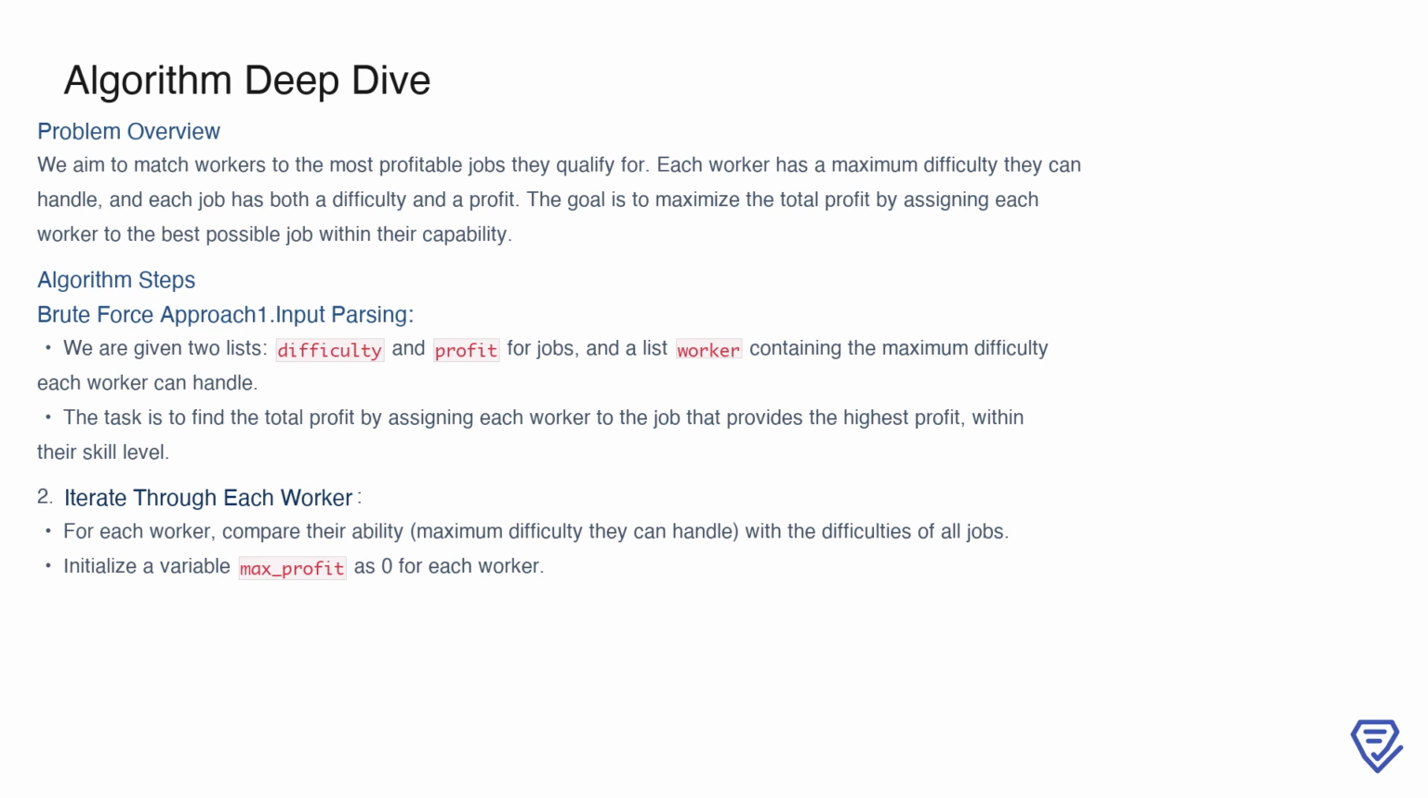We are given two arrays, difficulty and profit, for the jobs, and an array worker indicating the skill level of each worker. Our task is to determine the best job for each worker and sum up the profits. First, we iterate through each worker, initializing a variable max_profit to 0 for each. This variable will store the highest profit the worker can achieve based on the jobs they qualify for.